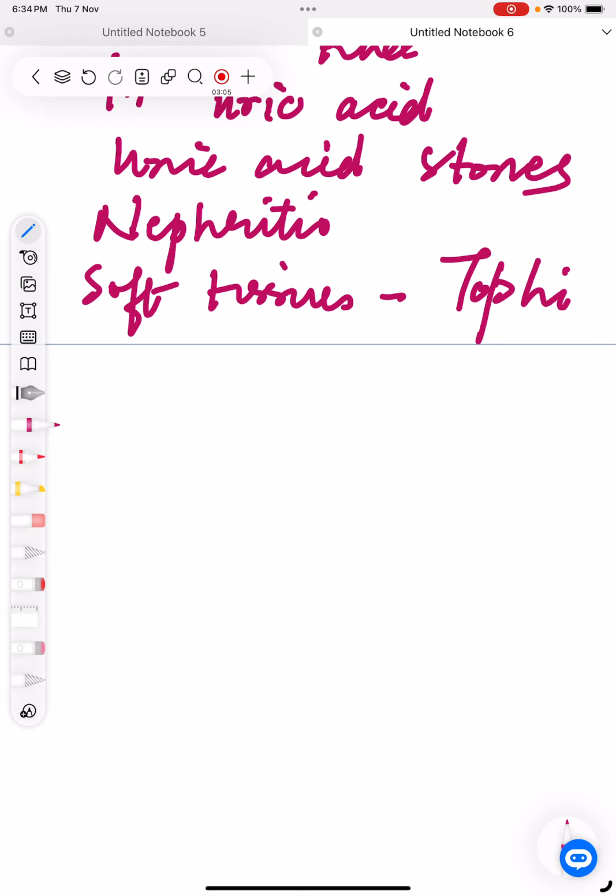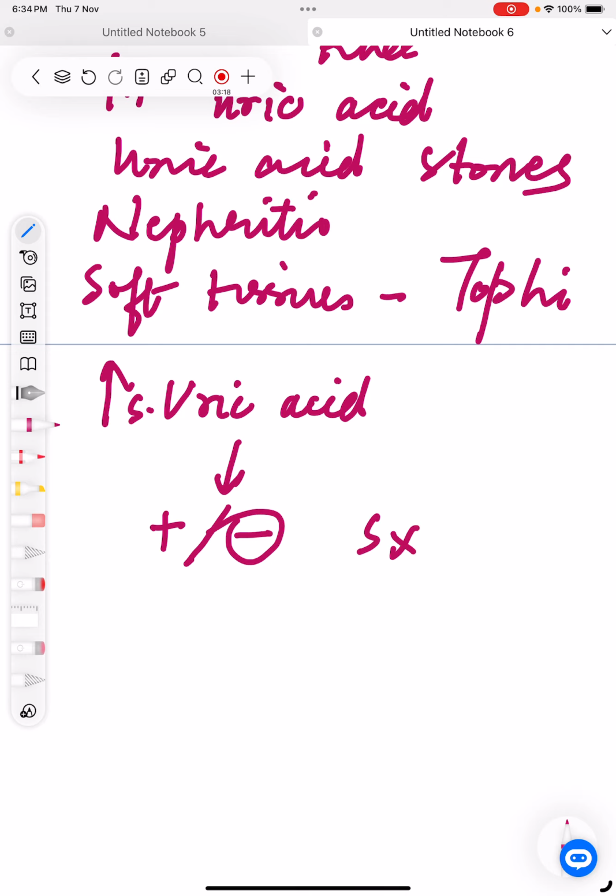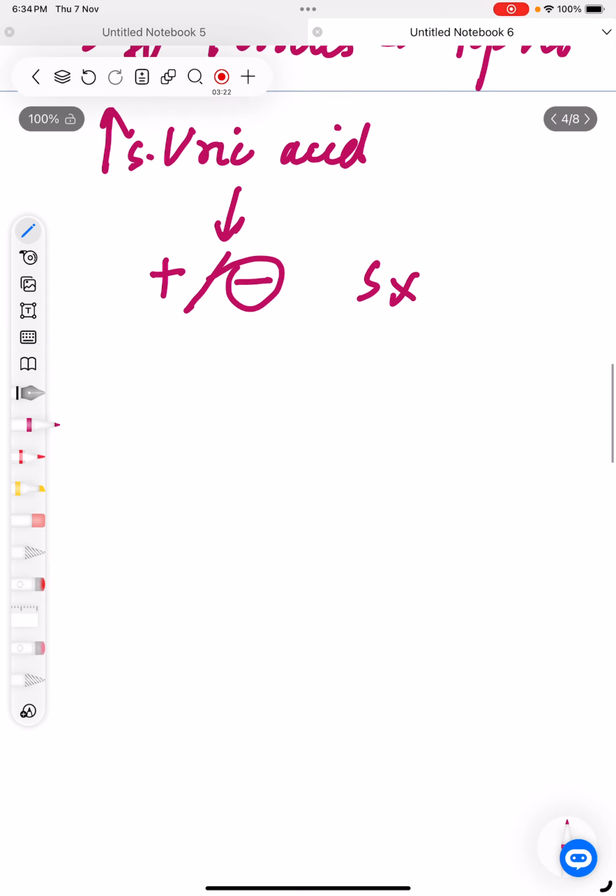Now, what happens sometimes is, you have to remember, a rise in uric acid in the serum of the patient may or may not have symptoms. So the patient can be symptomless, but there can be a rise in the uric acid.